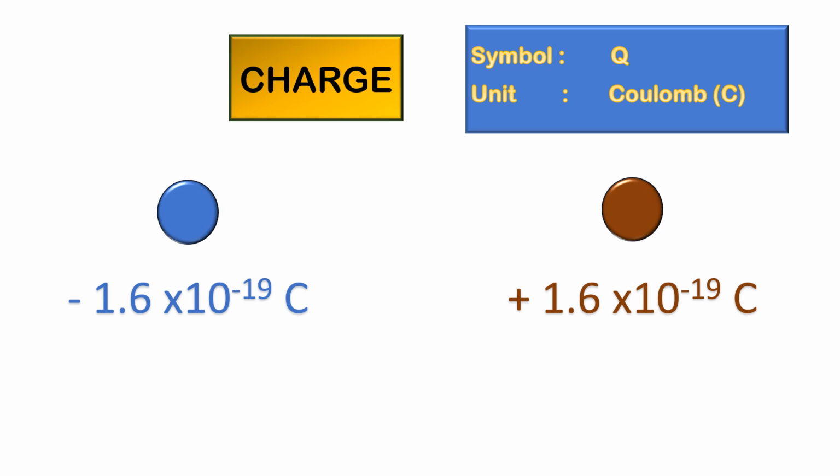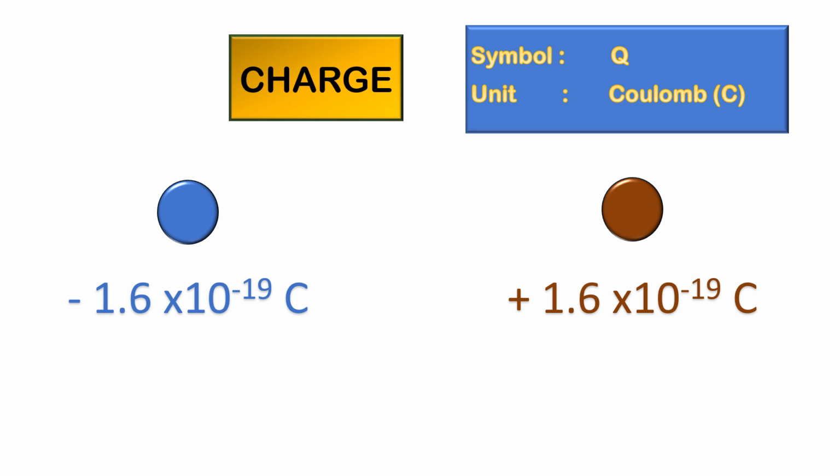Okay. So charge is measured in coulombs, its unit is coulomb, and the minus sign is for negative charge. Similarly, a proton, which is positive charge, has the same value, 1.6 into 10 to the power minus 19 coulomb. Only the signs are different.